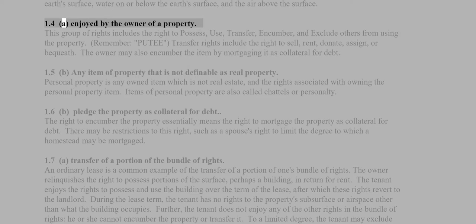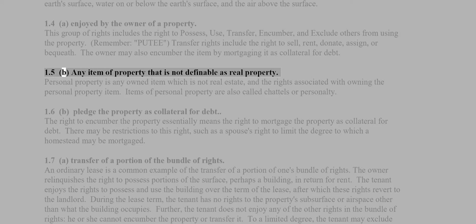1.4 A. Enjoyed by the owner of a property. This group of rights includes the right to possess, use, transfer, encumber, and exclude others from using the property. Remember, transfer rights include the right to sell, rent, donate, assign, or bequeath. The owner may also encumber the item by mortgaging it as collateral for debt.